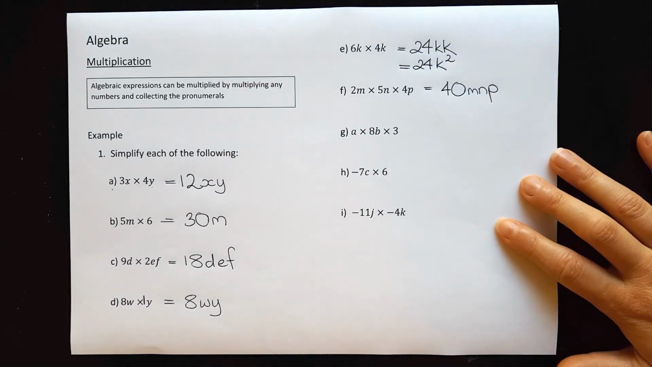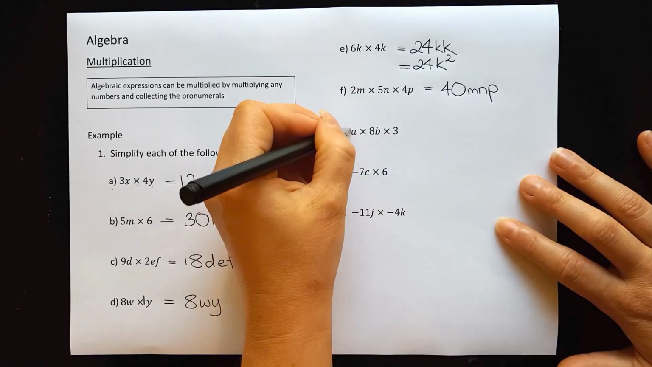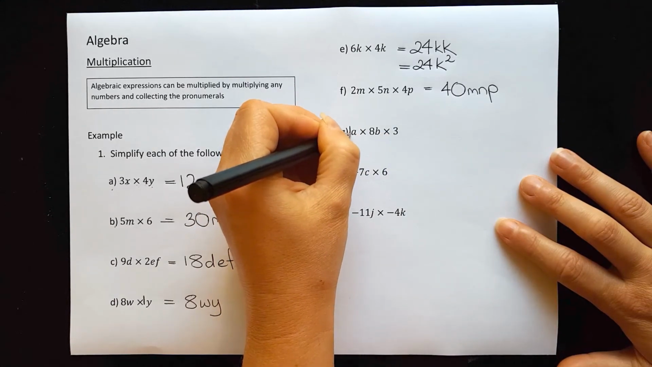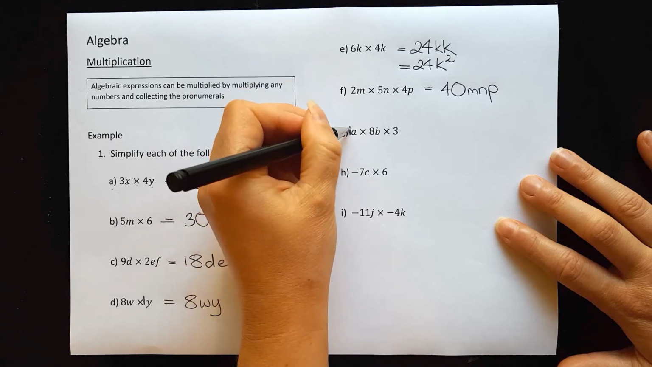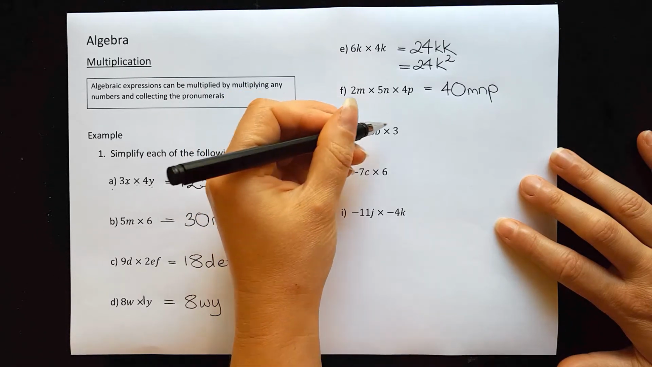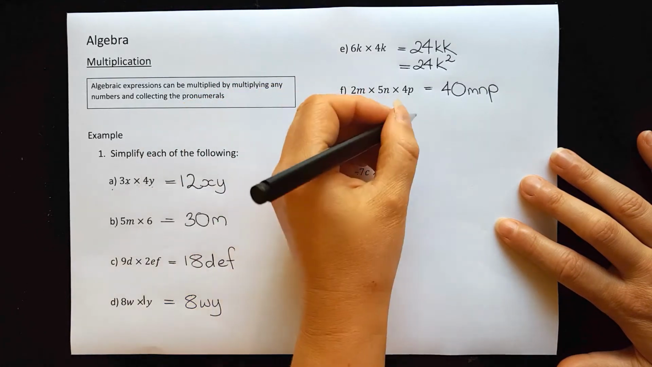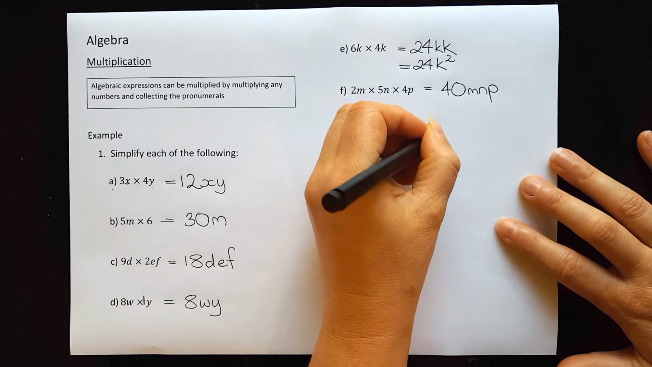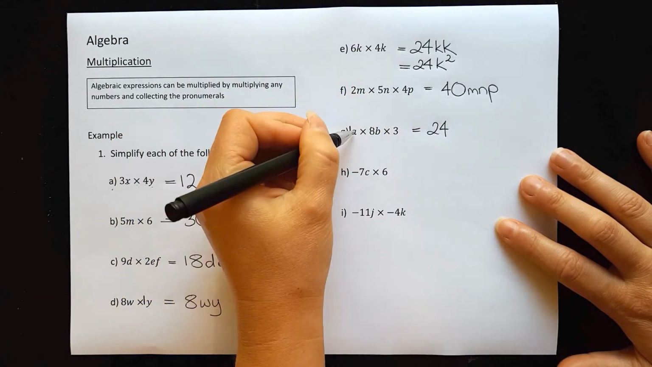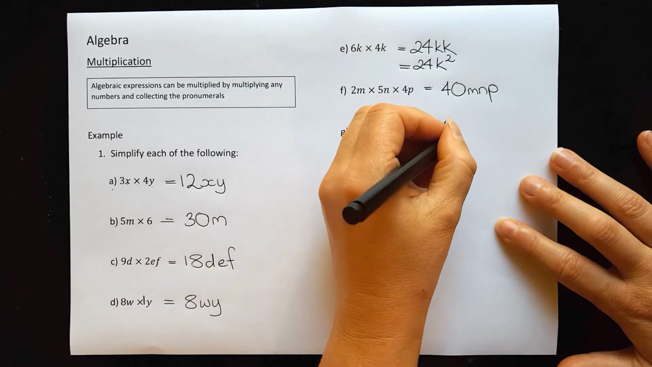Okay, G is similar. We have 3 things multiplied together here. This first one doesn't have a number, but we could put a 1 there. 1 times 8, which is 8, times 3. 8 3s are 24. And then the letters, we have an A and a B.